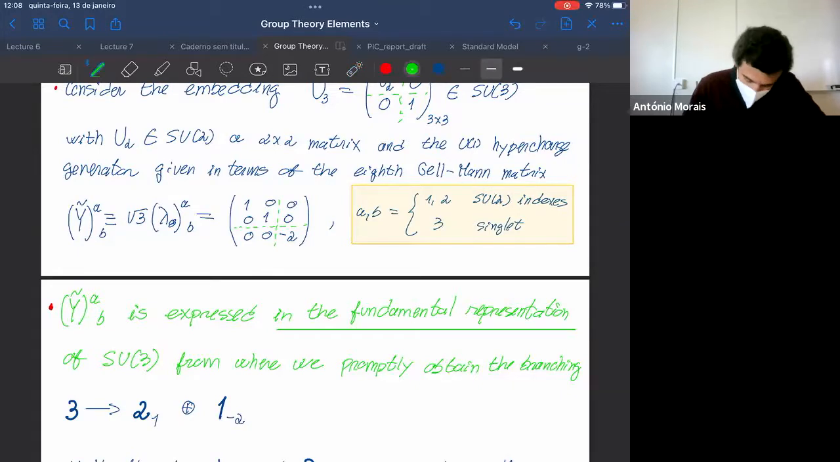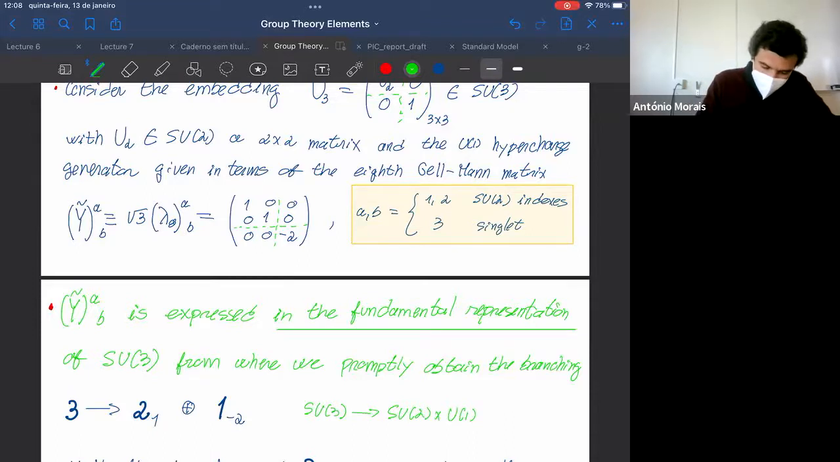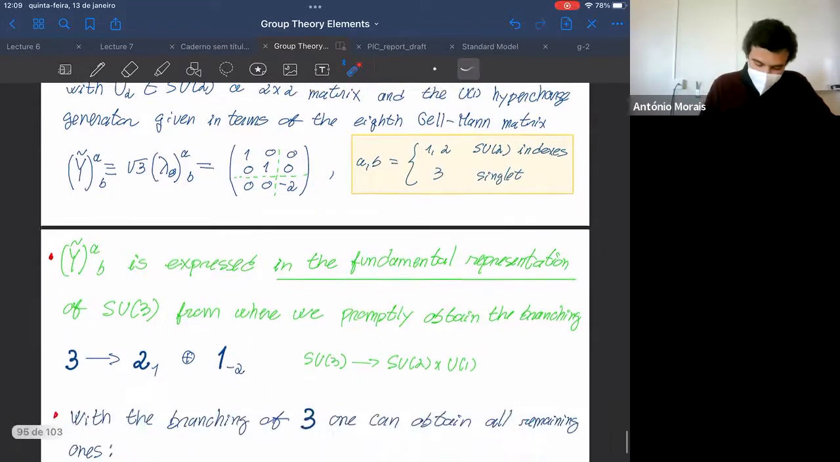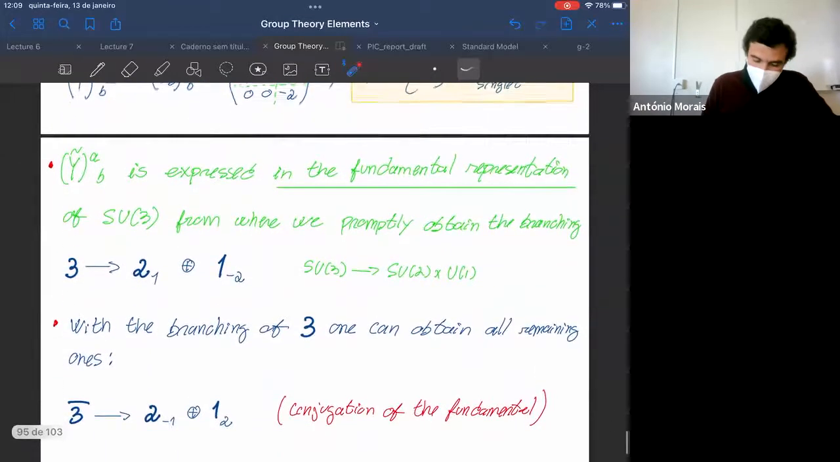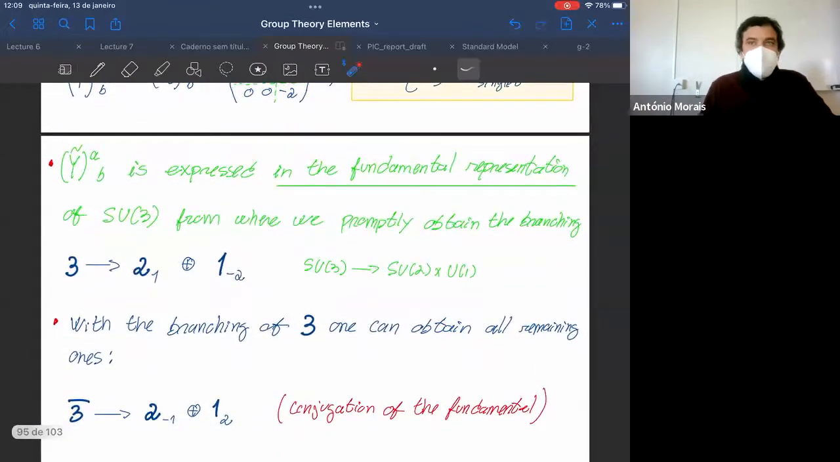So this is once again SU3 branching into SU2 representations cross U1. Note that these first 3 are a triplet of SU3, but now these are representations of SU2. There is no doublet of SU3, in fact. So with the branching of the 3, we can obtain all the other ones.